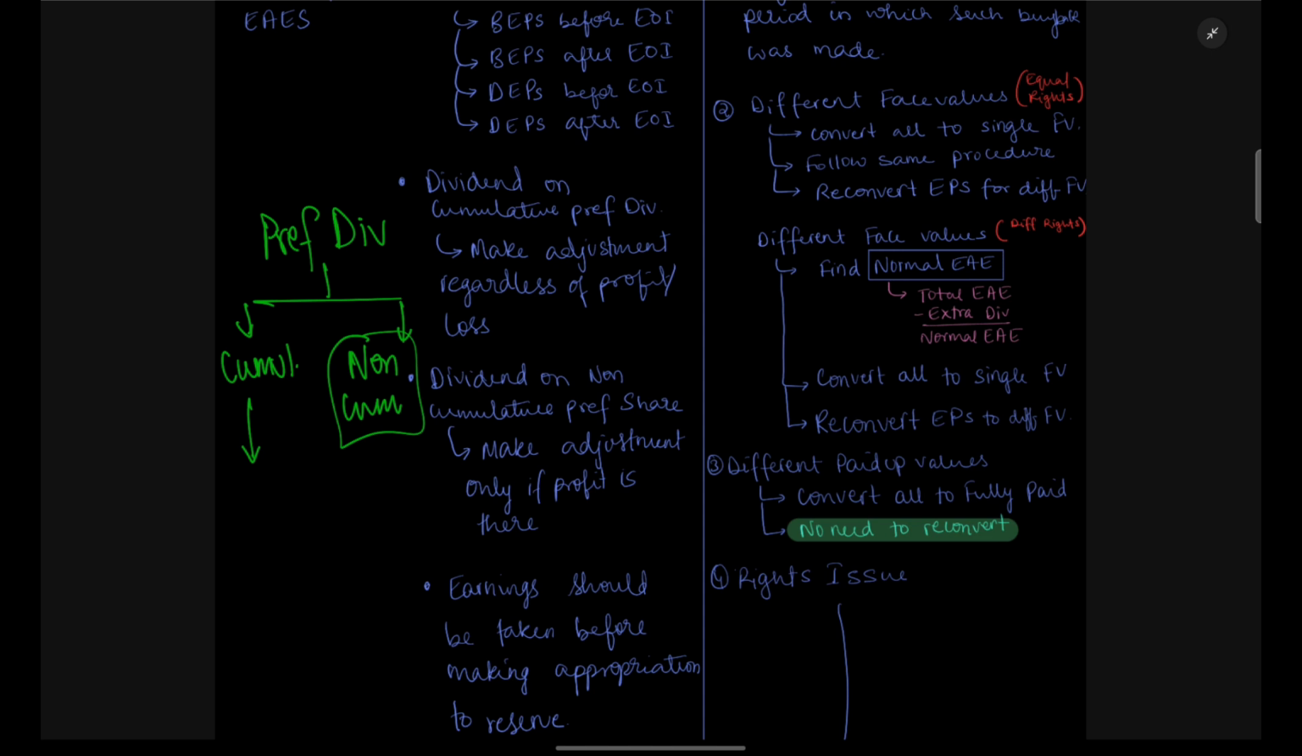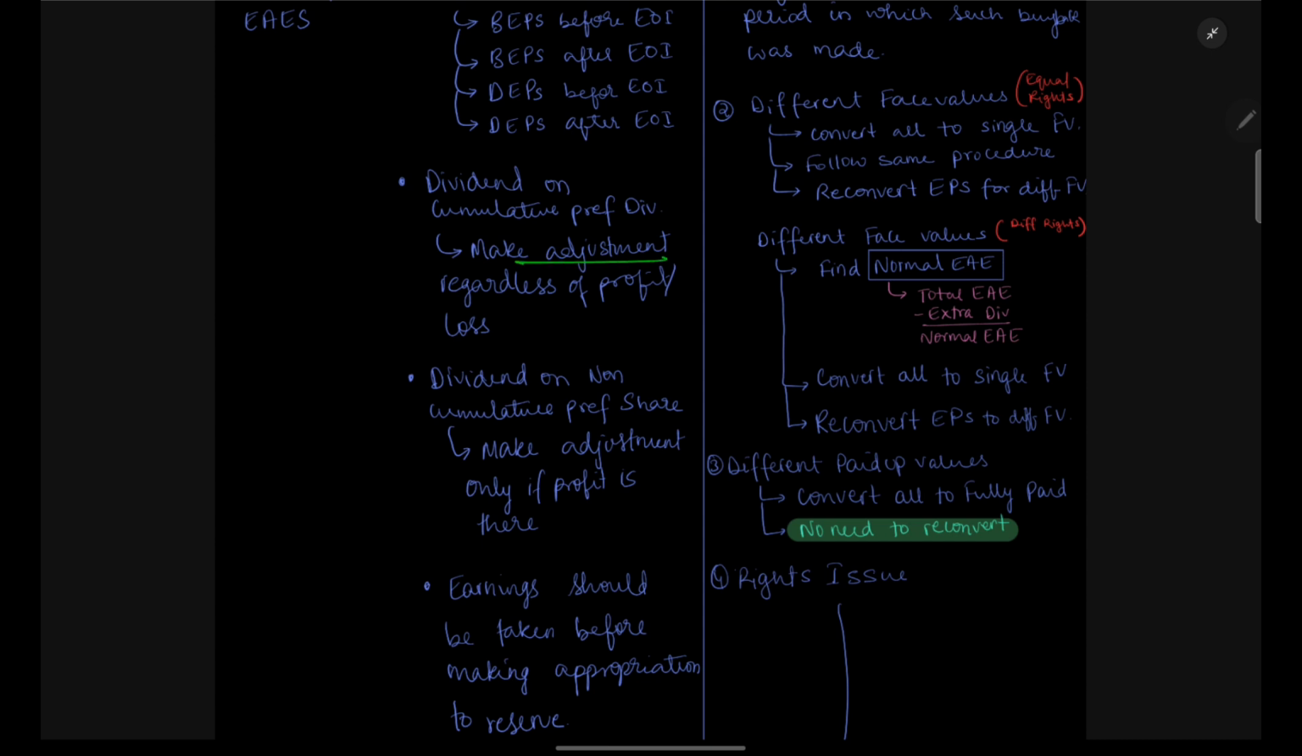Okay, so when you're calculating earnings available to equity shareholders, if they've given any cumulative preference shares, in case of cumulative preference shares, you will have to make adjustment regardless of profit or loss. Okay, so if it is cumulative, then make adjustment. Whether profit or loss, you have to make adjustment.